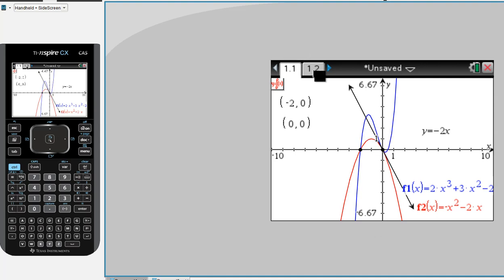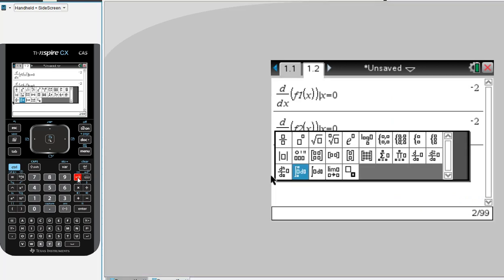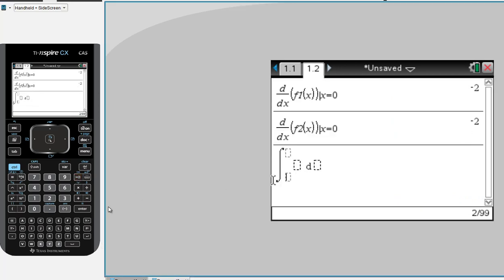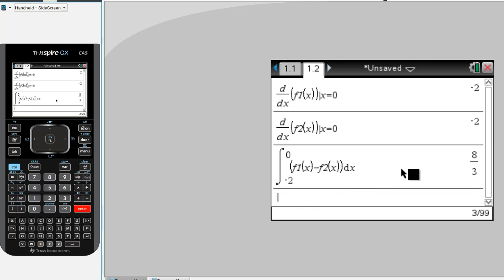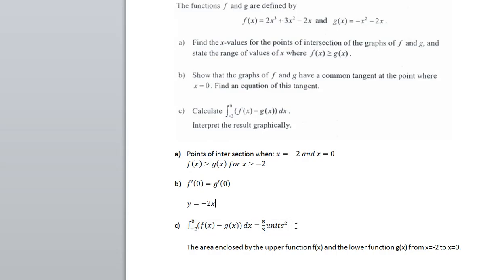So let's go to the calculator page. We can go to the template, choose this one, lower limit -2, upper limit 0. Now I'm going to enter f1 of x minus f2 of x, and dx, because the variable is x. 8/3, and it's units squared.